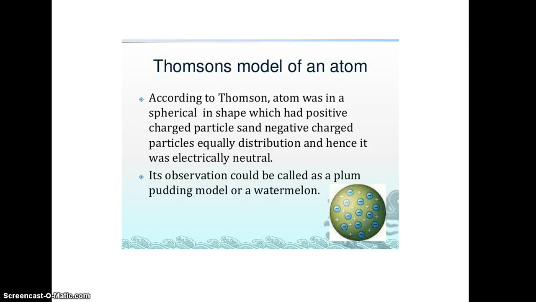Now we move to the next model, that is the J.J. Thomson model of atom. He gave the model another name, the plum pudding model or watermelon model. It is like a plum pudding or a watermelon, where the positively charged particles are spread over the negatively charged particles. Here the atom is considered to be of spherical shape, and hence the atom is electrically neutral. But there are some drawbacks for this model.